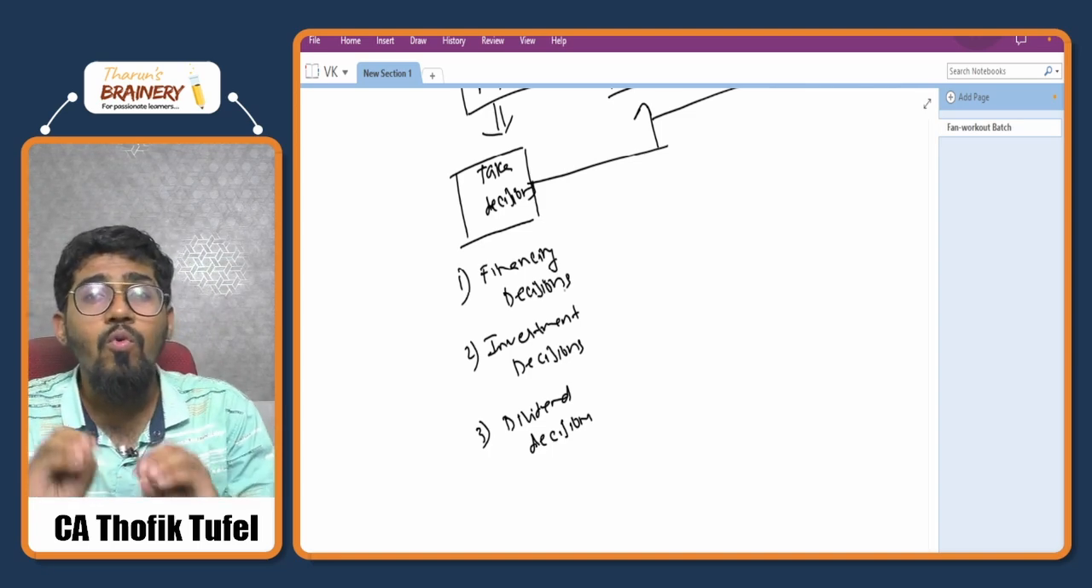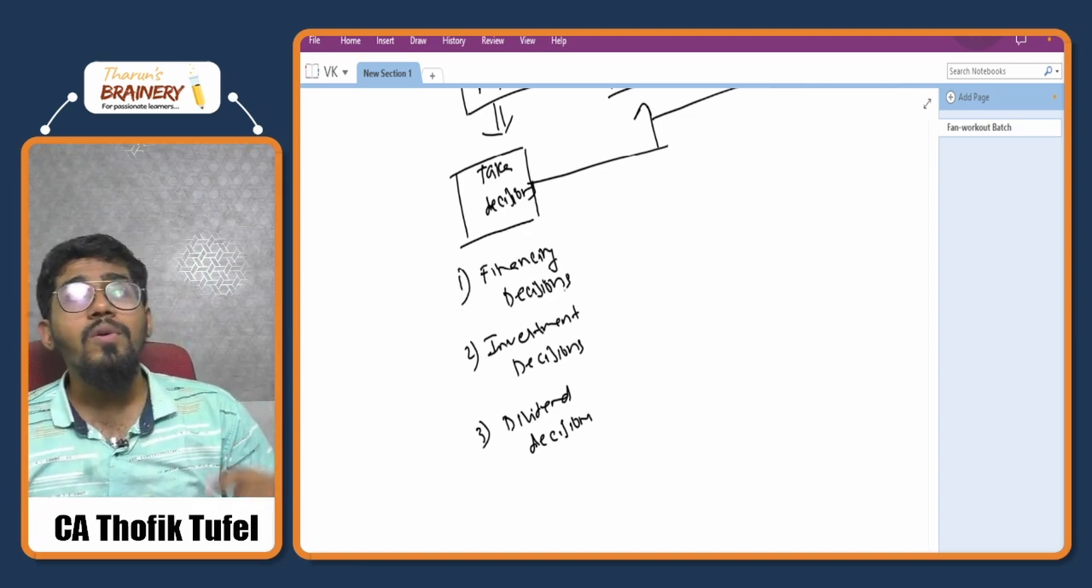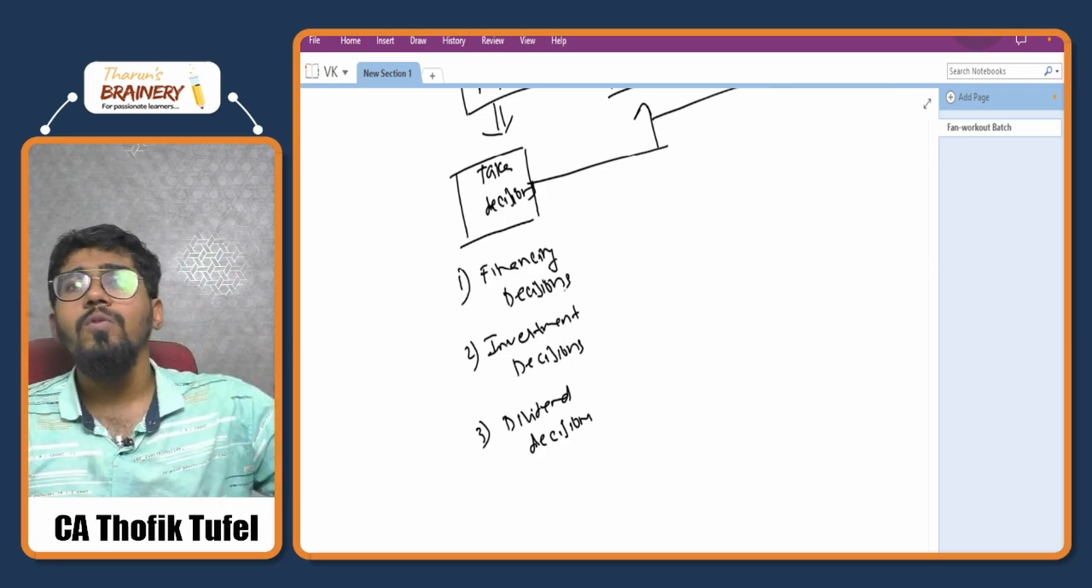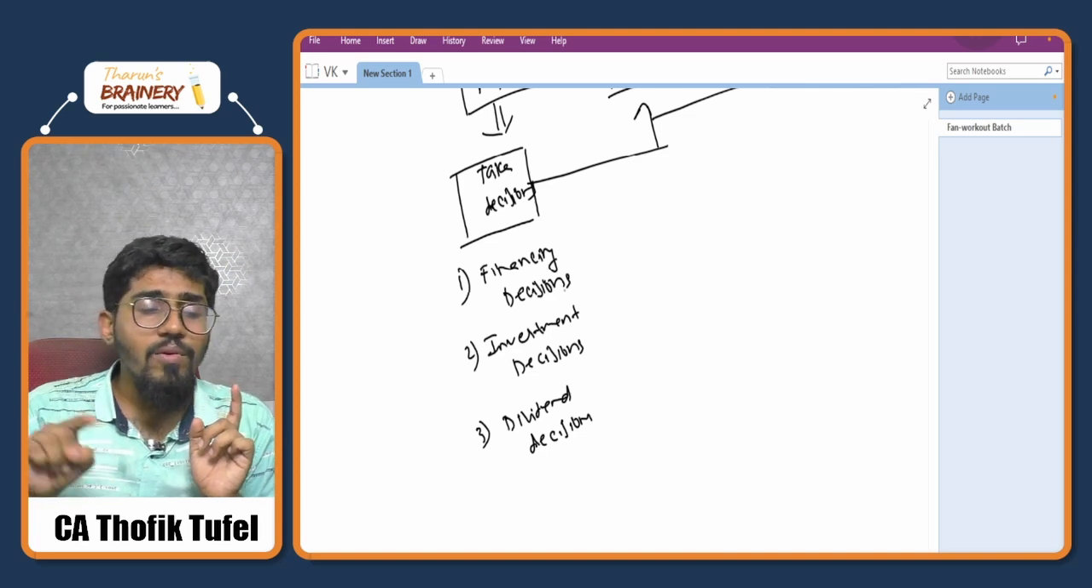Either you will have your own money, and if you don't have your own money, what are you going to do? You're going to borrow some money. Correct? So either you will put in your own money or you're going to borrow some money. So from where will you get the money?